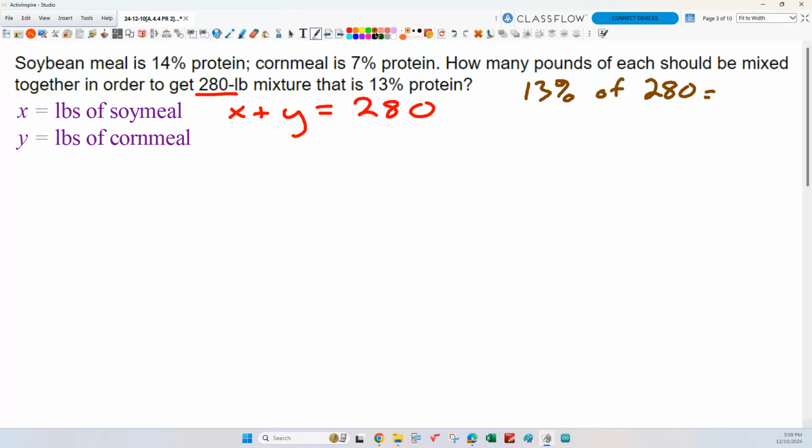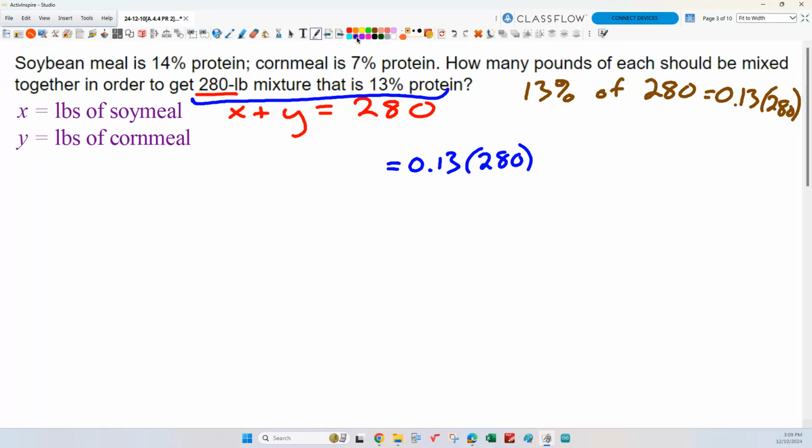So 13% of 280 is going to be 0.13 times 280, whatever that is. It's just going to be some number, right? Make sense? And I don't even have to figure out what it is. I can just put it into the system like that. Desmos will take care of it, right? So my second equation is going to be this 13% protein part, right? So something has to equal 0.13 times 280.